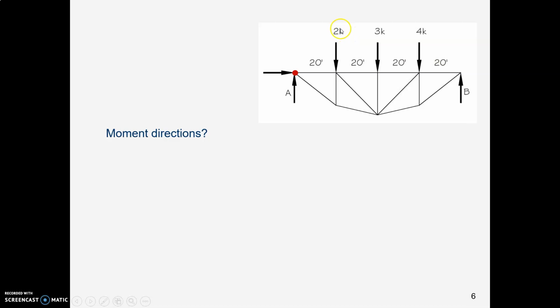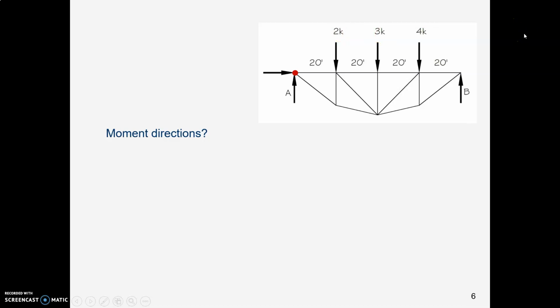I know we've said this about the K before, but we'll say it again. K stands for 1,000. And when engineers want to write 1,000 pounds, they just write K. So that's why you don't see the pound abbreviation here. 2K stands for 2,000 pounds.